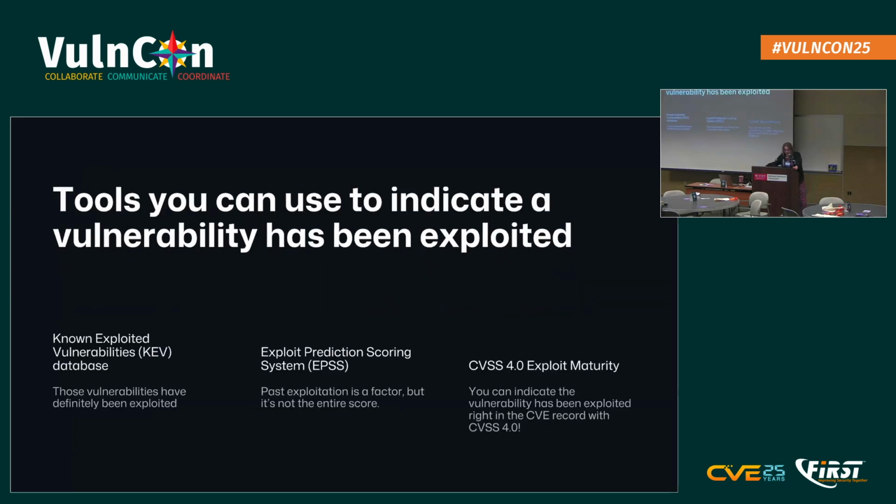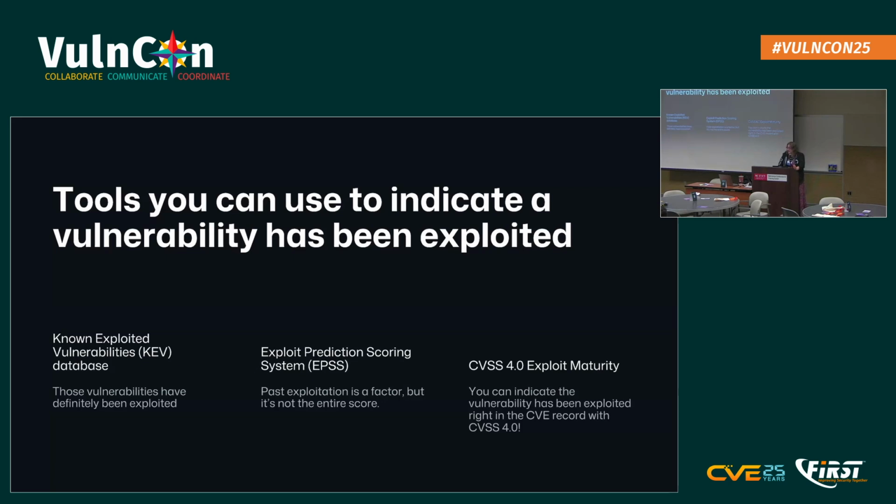You can use the Known Exploited Vulnerabilities Database. They're pretty trustworthy. If something's on KEV, it's been exploited. If you don't want to go quite as far as KEV, there is EPSS, which is also a lovely tool, and which also has folks talking about it at this fine conference, in which past exploitation can be a factor in EPSS scoring, but past exploitation is not the only factor when it comes to EPSS. Or you can put evidence of exploitation, or whether or not something's been exploited before, right in the CVSS. And you don't need any other scores or numbers in the record, just that CVSS.